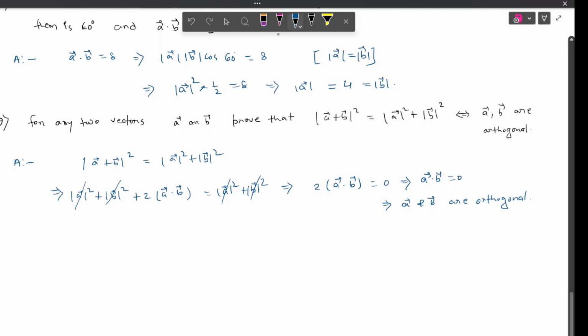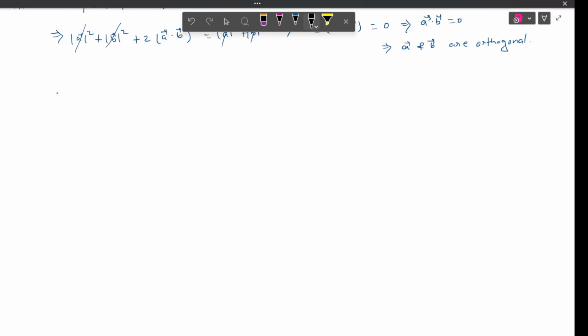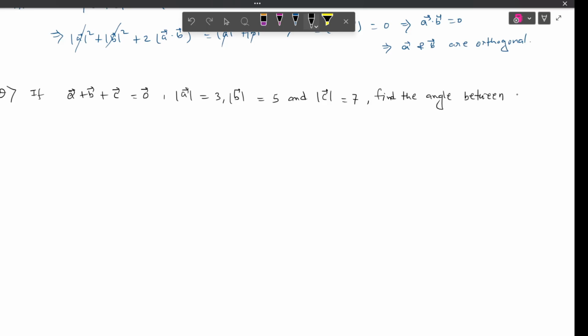Okay. Now let us see our next question. If A vector plus B vector plus C vector is 0 vector, mod of A is given 3, mod of B is given 5, and mod of C is given 7, find the angle between A and B vector. So let's see the solution.